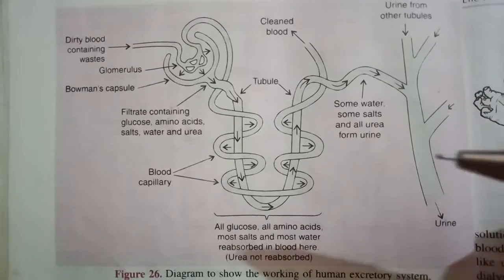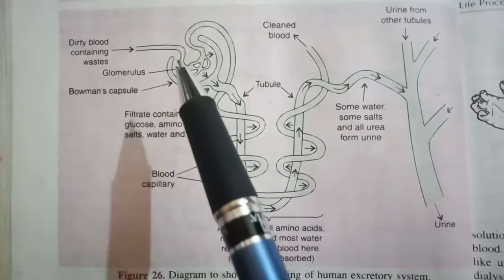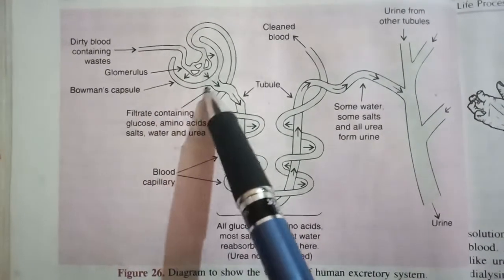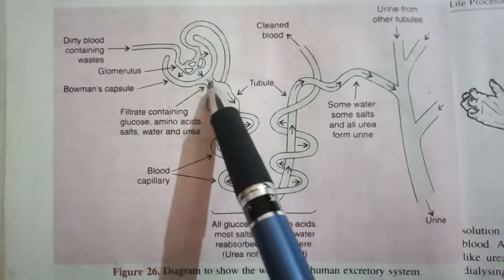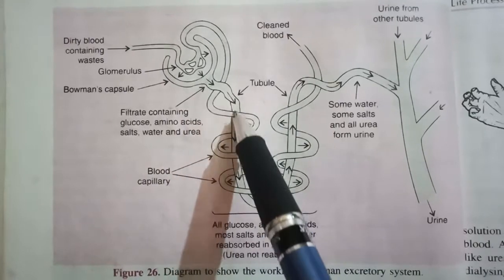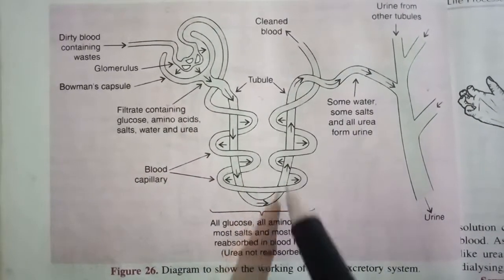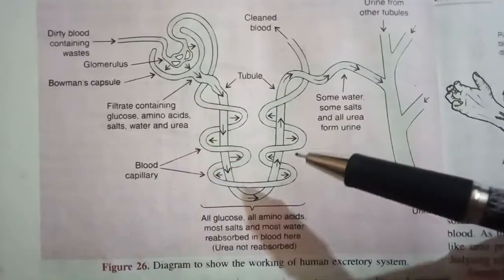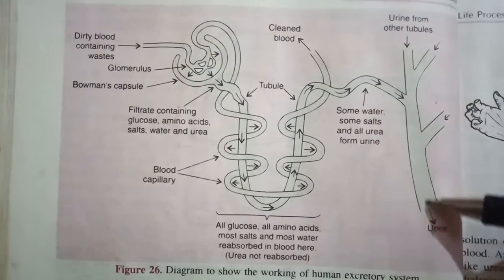Now students, we will discuss the structure of the nephron in detail. The nephron consists of the Bowman capsule, this cup shaped structure, and it is linked with the tubule. One end of the tubule is linked with the Bowman capsule, and the other end of the tubule is linked with the collecting duct.